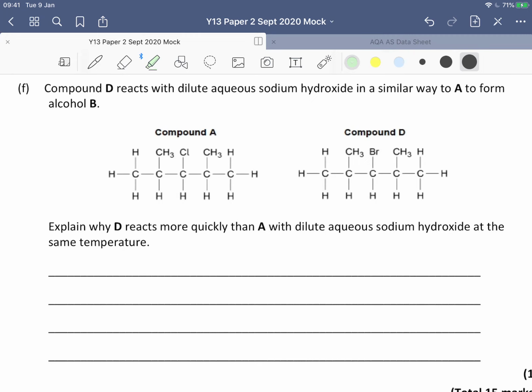So this is what's our independent variable. What is different about them? So yes, it's the halogen, but if you think about what's actually happening, a bond is breaking. So the difference is really the carbon halogen bond. Okay, that's the difference. And fundamentally, the reason that D reacts more quickly is that the carbon-bromine bond is weaker.